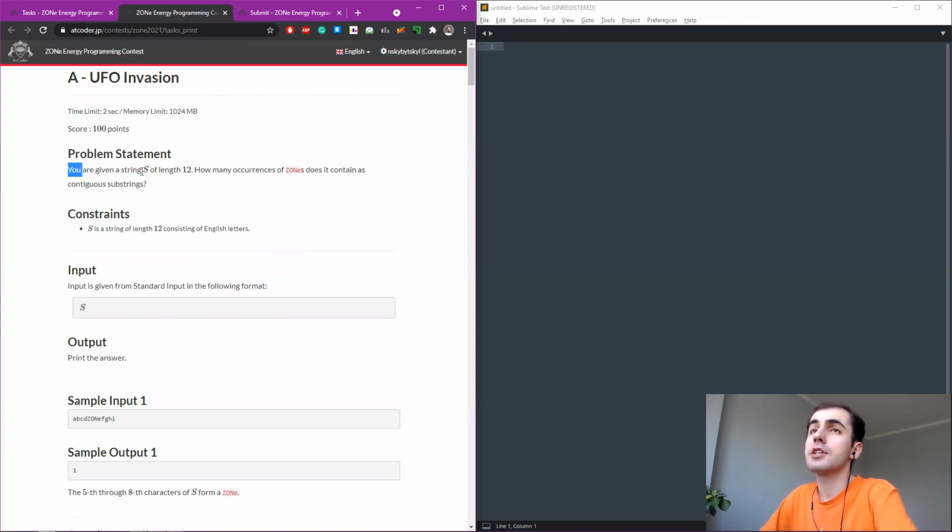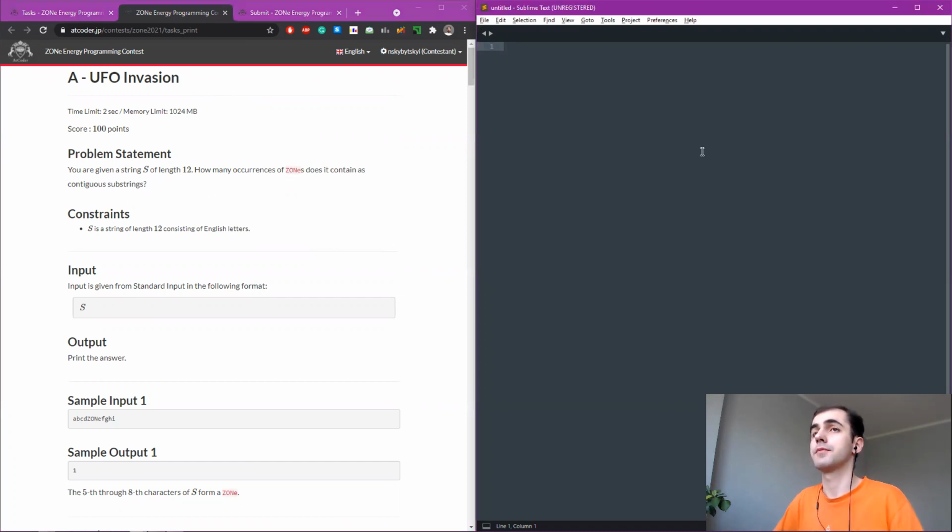So we're given a string S of length 12. How many occurrences of zone, case sensitive, does it contain as continuous substrings? Length 12 of English letters. Well, okay.